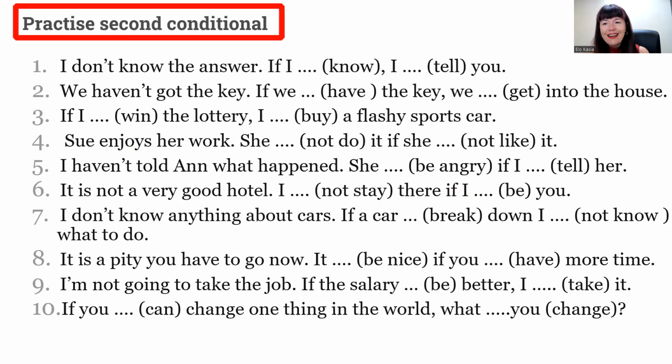Now, in this exercise, we're going to practice second conditional. So here I want you to just pay special attention. It's no tricks here. Pay special attention to the correct form. "I don't know the answer. If I what, I what."